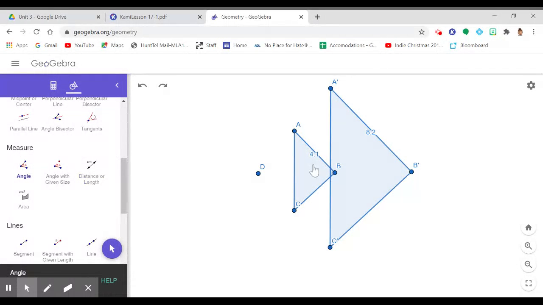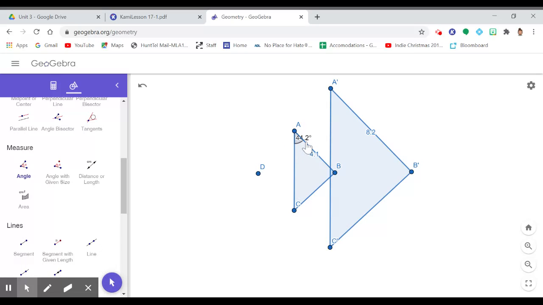Start by measuring angle A using points C, A, B. And I see that it's 44.2. Well, what do you suppose the measure of angle A prime should be? If these 2 triangles really are the same shape, what should the measure of a corresponding angle be? We know that the length of the sides definitely change, but what's the measure of the corresponding angles? So let's look now at the measure of angle A prime. And look, it's the same degree measure.